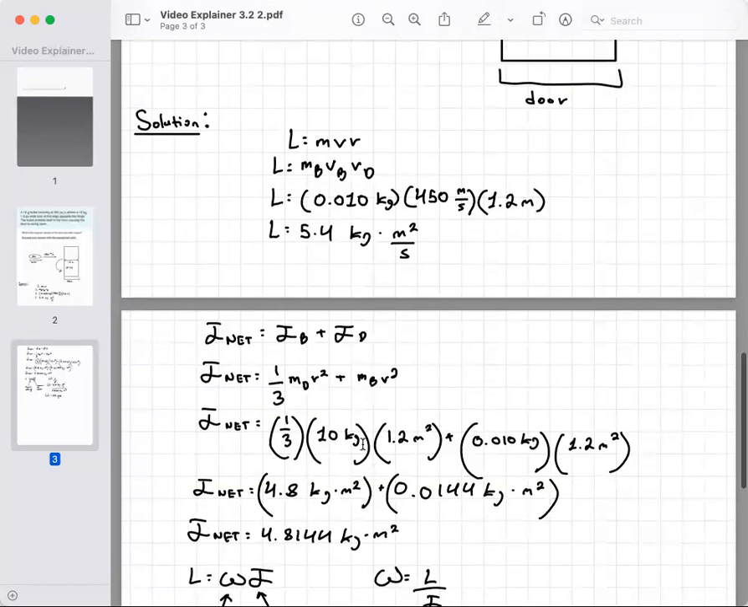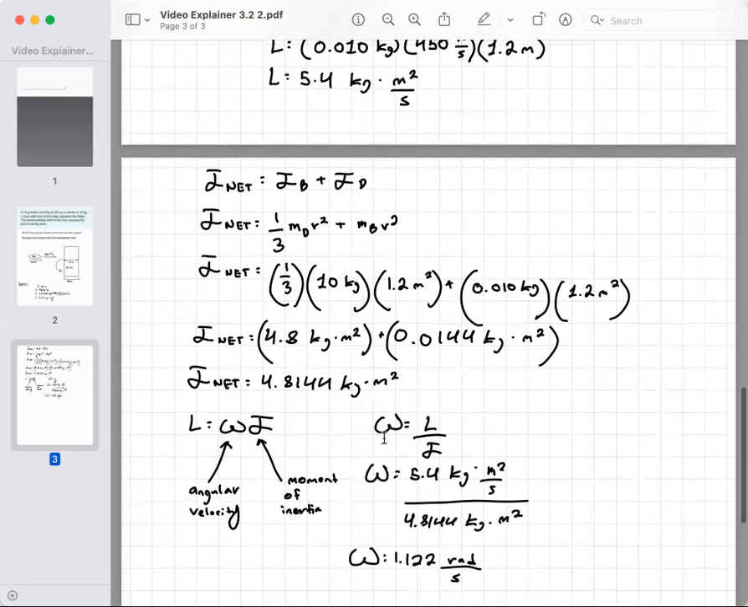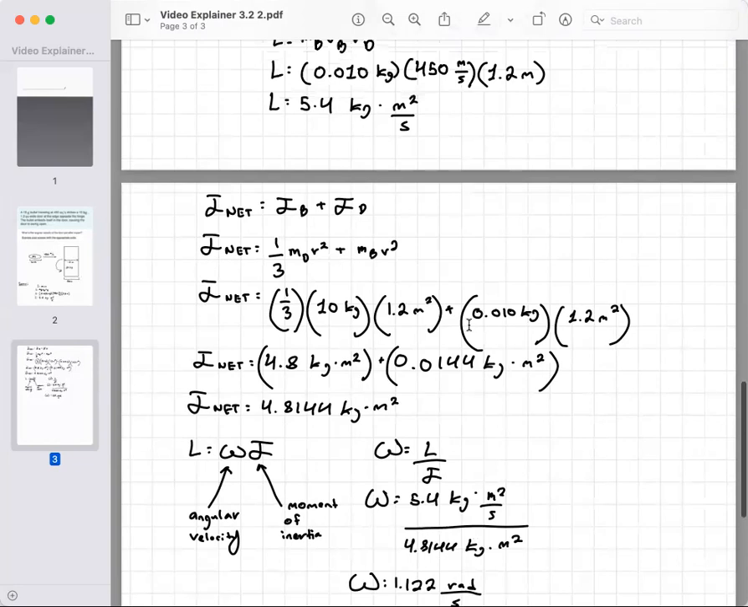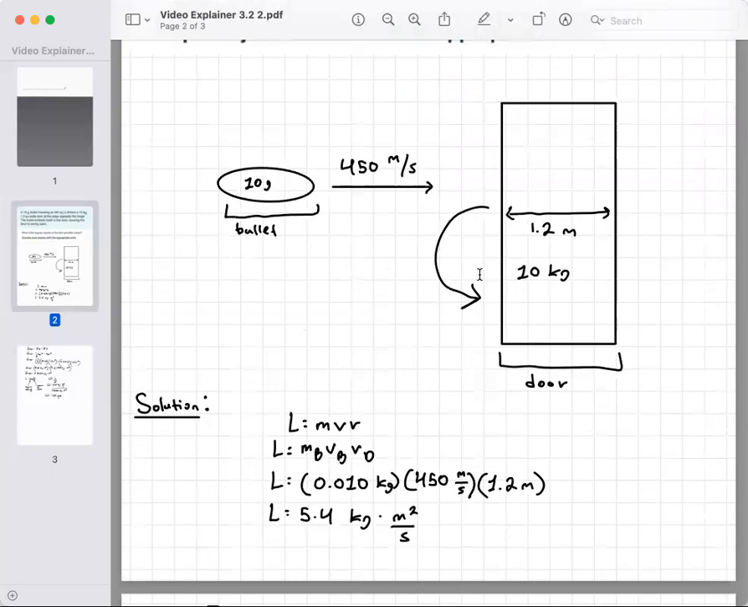We solve for these two variables because now we can use this equation, which is the angular momentum equals angular velocity times moment of inertia. We know that we're going to be solving for the angular velocity, which is this variable over here. We can rearrange the equation to equal angular velocity equals L divided by I. Since we solved for both L and I, we can plug those variables in. And so we get an angular velocity of about 1.122 radians per second.